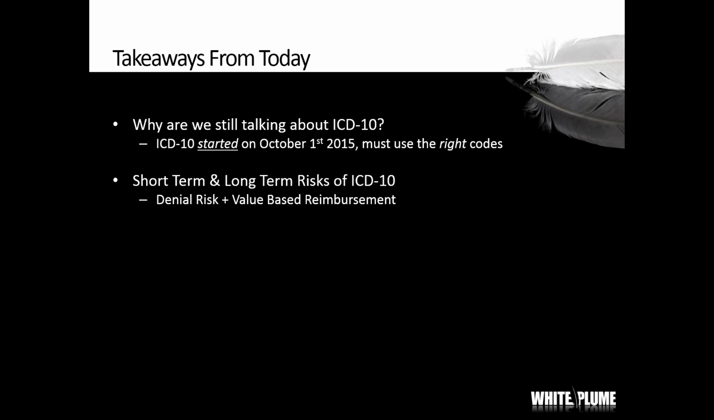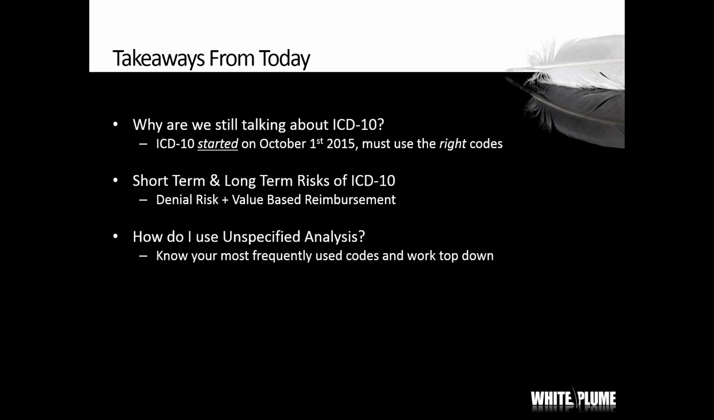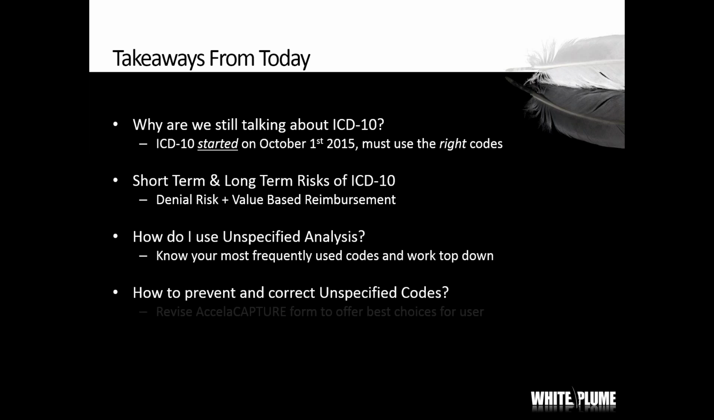Short-term and long-term risks, we recognize that coming up, there's now a weapon in the insurance carrier's arsenal that they can penalize for use of unspecified codes. And so we've got denial risks. How do I use my unspecified analysis? So you've got that spreadsheet, know your most frequently used codes, and work from the top down or from the top dollar down. And how are you going to prevent and correct those unspecified codes?